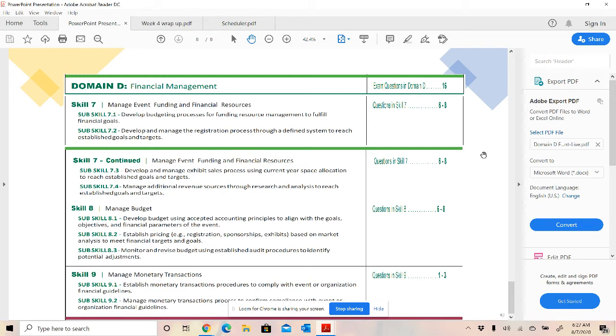So your attendees' information is private and secure. Develop and manage exhibit sales process using current year space allocation to reach established goals and targets. Remember, using history and talking about the different exhibitors. You want to be familiar with market analysis and what others are doing in the marketplace, what your competition's doing.